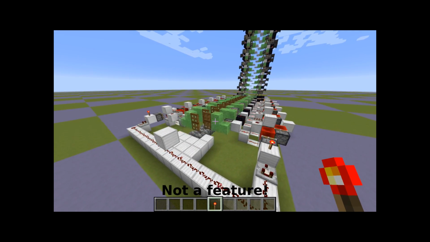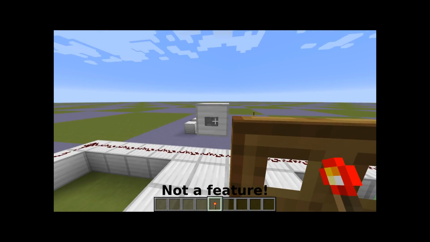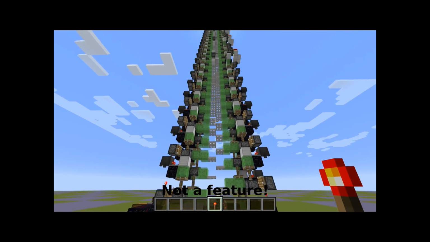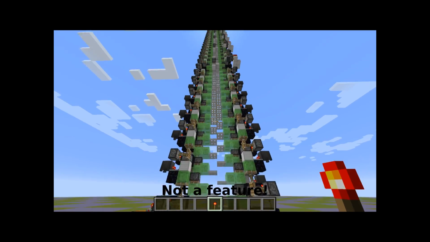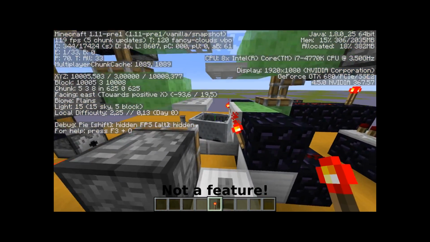Before we continue, let me make this clear. The 320 m/s transportation is not intended behavior. If you plan on using it, be sure that it will very likely stop working in a future version, and please don't be upset when this happens. It is fun to play around with bugs, but we cannot expect them to stay.